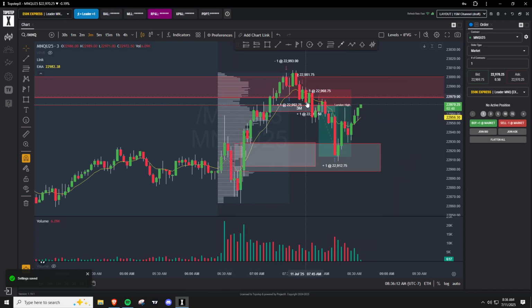And that's why we also want to wait for the imbalance, the low volume node, to be inversed before we enter, because if we are closing in the middle of it, it could get bounced out. So once we inversed it, that's the good opportunity.